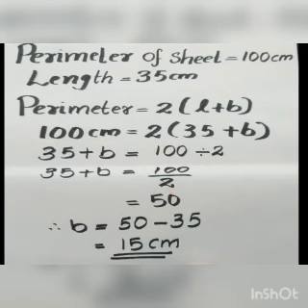Understood how this came? I took the 2 to this side. That means 35 plus B, I wrote there itself, and the 2 I took to the other side. When it goes to the other side, it becomes division. So 100 by 2 is 50. Now you got 35 plus B is equal to 50. When solving for B, taking 35 to the other side, it becomes minus. So 50 minus 35 is 15. So the value of breadth is 15 centimeter.